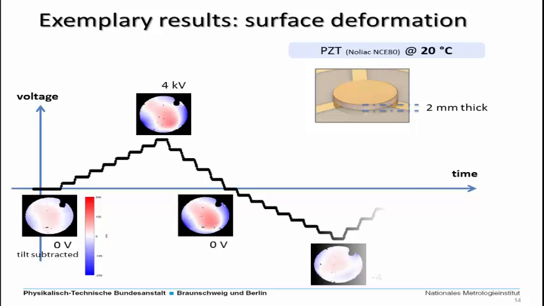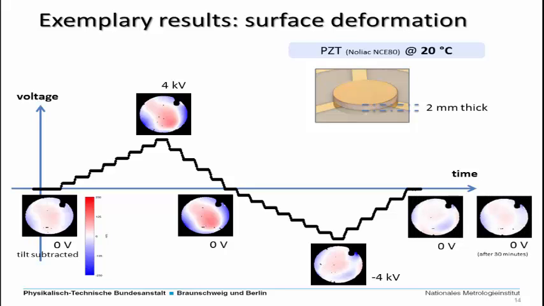And then we go step by step through the voltage up to 4 kV. You see that the surface shape changes slightly, and when we go back to 0 volts, it looks a little bit different than at the initial state. Then we go down to minus 4 kV, the surface changes, and after the whole cycle of the voltage, you see that after switching off the voltage, the sample surface, well actually I'm not sure if you can see it really because the contrast is rather bad here on the screen.